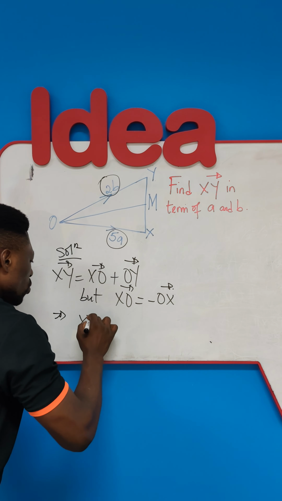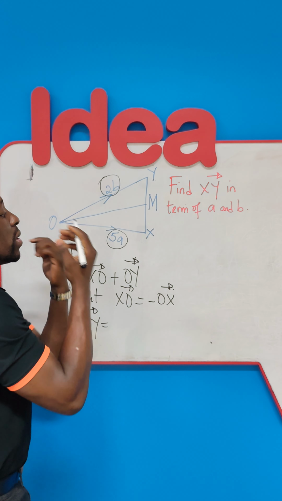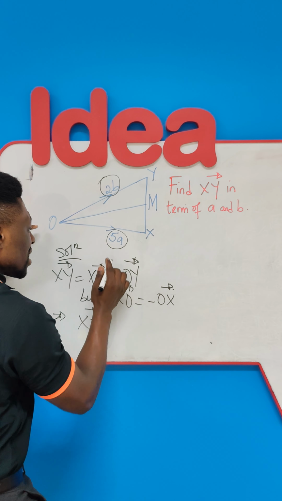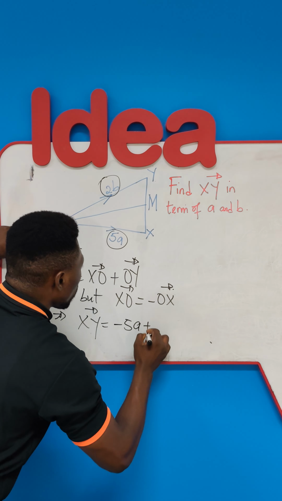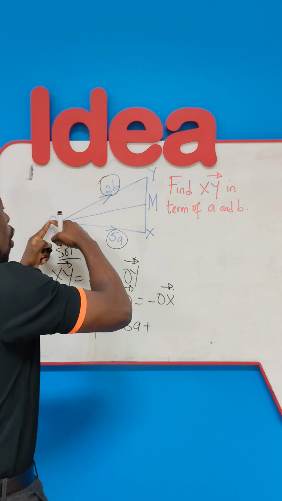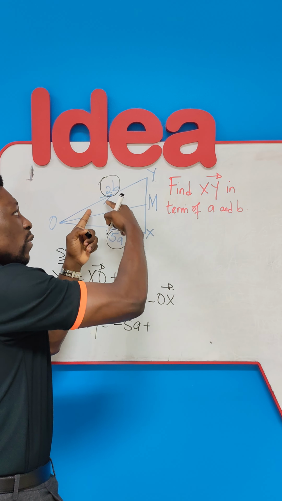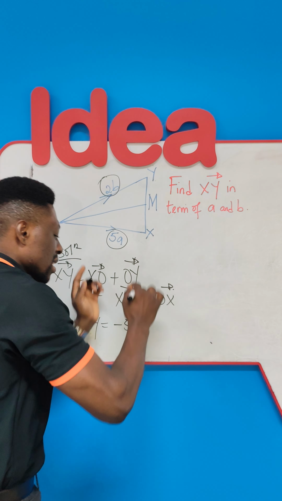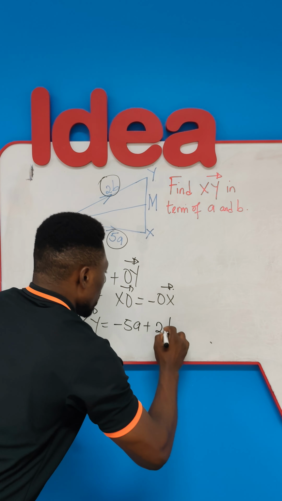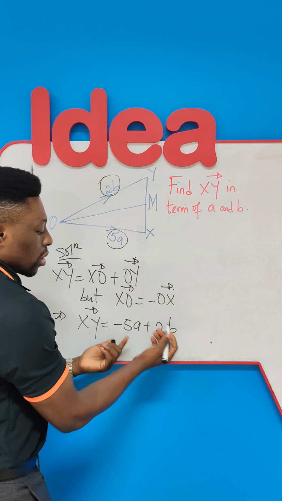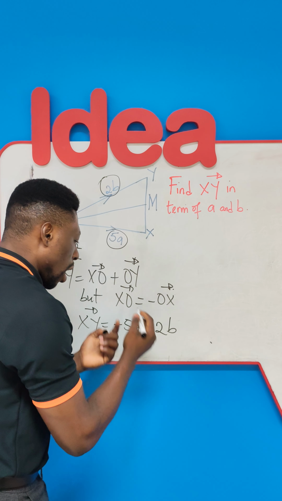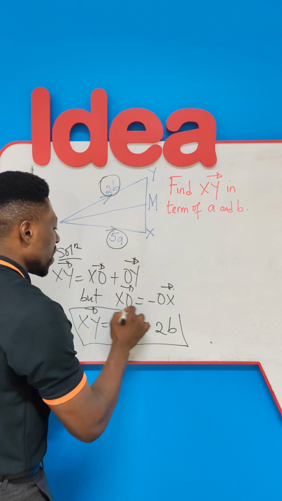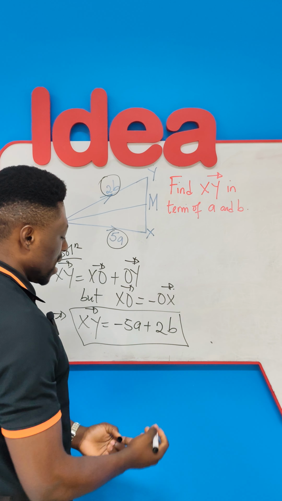This implies that XY, the vector XY, will be equal to XO, which is the negative of OX, so minus 5a. Now OY respects the direction of the vector OY, so we take it as it is, so plus 2b. And here, dear friends, these are not like terms, so we cannot simplify them. We can only leave them as they are. So in conclusion, this is the vector xy.